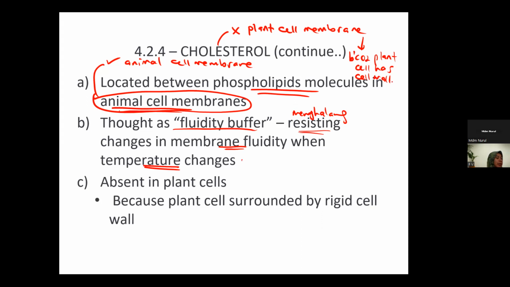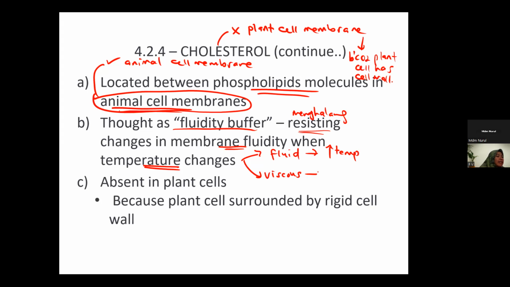Ingat tak tadi? Membrane kita ada dalam keadaan yang agak fluid dan ada dalam keadaan yang agak viscous. Bila membrane kita dalam keadaan fluid ni? Bila temperature tinggi. Sebab tu kita tak cair kalau kita duduk dekat tepi api. Melainkan kalau suhu tu api neraka.